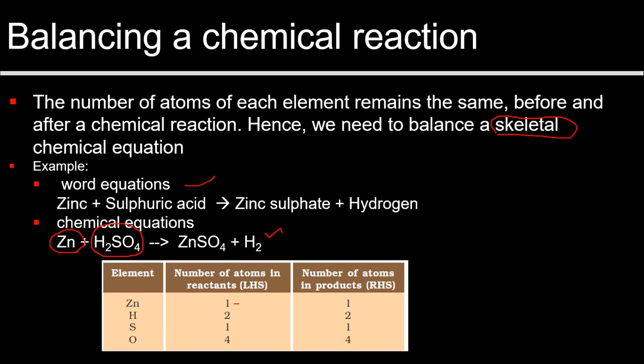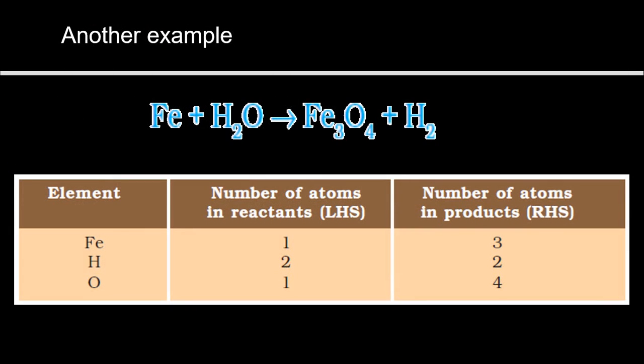How many zinc atoms are here? 1. So the left-hand side is 1. And the number of zinc atoms in the products? Here also 1 zinc, so zinc is balanced. Next, hydrogen: 2 hydrogen here and here also 2 hydrogen, so balanced. And 1 sulfur, here also 1 sulfur. 4 oxygen, here also 4 oxygen, so all are balanced. So this reaction is called a balanced chemical reaction.